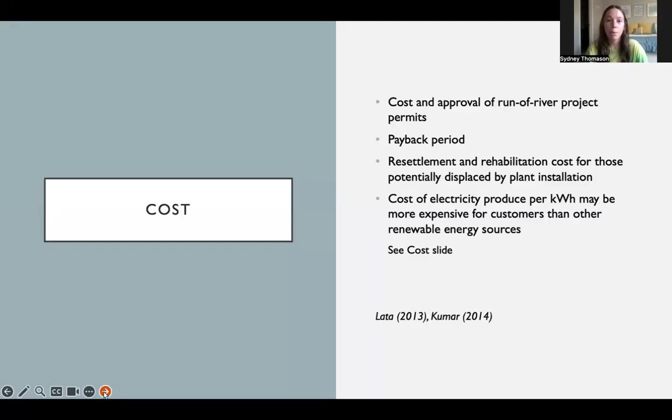As it was shown back a while ago in the cost side, the cost of electricity produced per kilowatt hour may be more expensive than other forms of renewable energy sources. As I mentioned, in 2008 in Canada, the cost per kilowatt hour for run-of-river electricity was higher than that of hydroelectric dams, but once again was lower than electricity sources that originate from fossil fuels. So there is sometimes a middle ground in the cost of electricity produced.